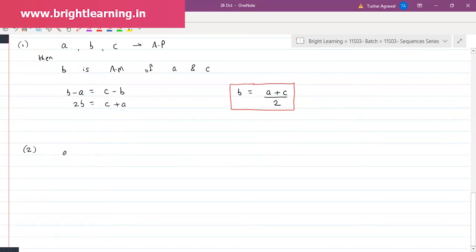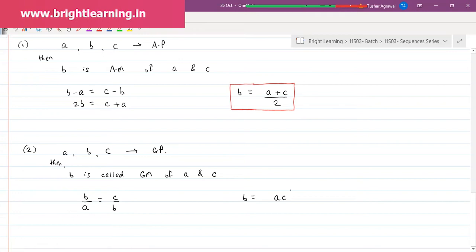For geometric mean, let's consider A, B, C. Let them be in geometric progression. Then B is called the geometric mean of A and C. What will be the formula for B? By definition of GP, we know that B upon A is the same as C upon B. So can I write B is equal to the square root of A multiplied by C.